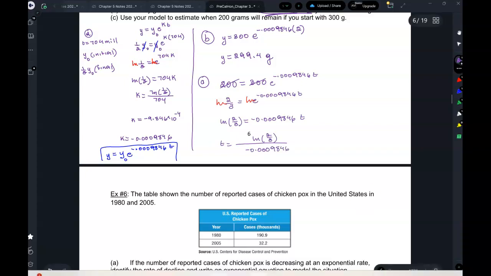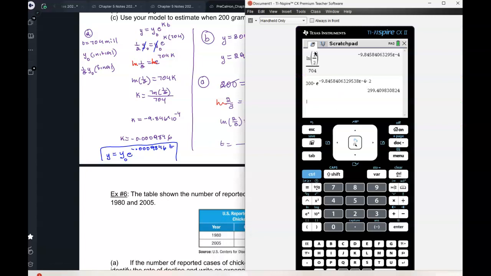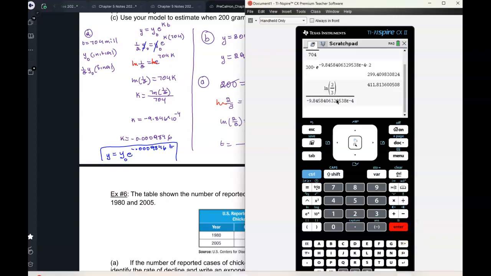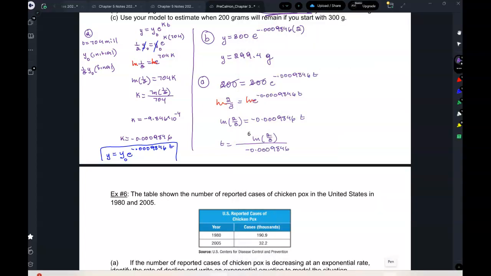So go back to your calculator. Look, we're going to do ln of 2/3 divided by, what was the number? It was this number, right? Here's how I go back to that number very quickly. Just scroll up, hit the up button, highlight that, press enter. Look, it gives you back that number. Press enter, and you have 411.8 years.